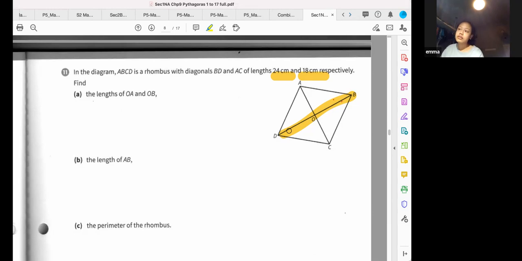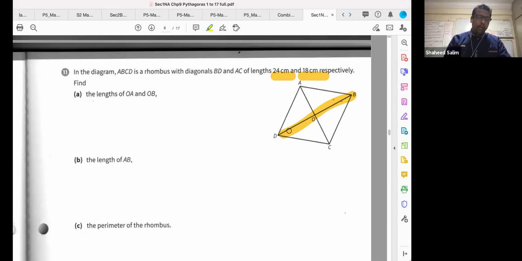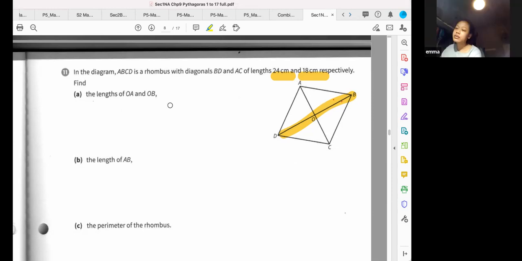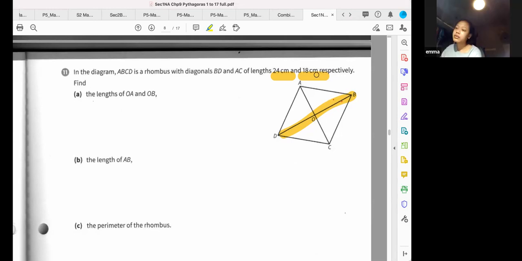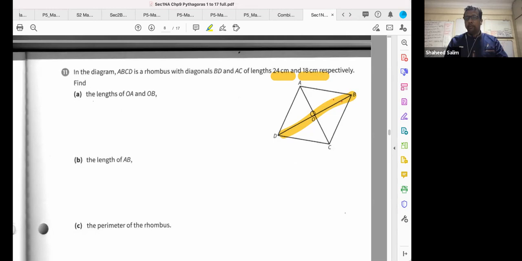21. You're getting AB, is it? Okay, down here, hold on. First of all, we are going OA. OA is half of AC, right? It cuts it into two. So 18 divided by 2, 9.